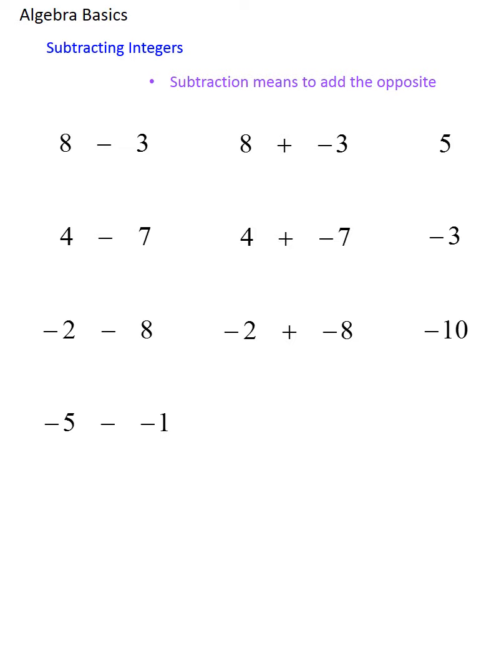Here, I'm subtracting a -1. To subtract a -1 means to add the opposite of -1, in other words, to add 1. And now I'm adding opposite sign numbers, so I'll subtract and take the sign of the bigger number. Notice, by the way, a quick math shortcut: subtracting a negative is effectively the same as addition.